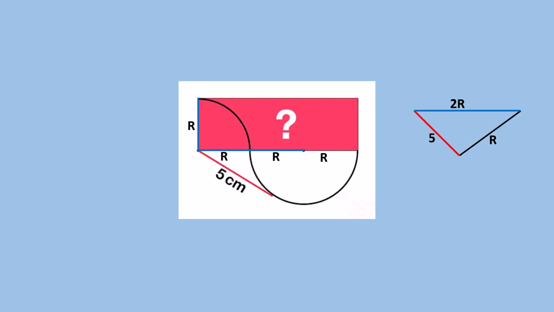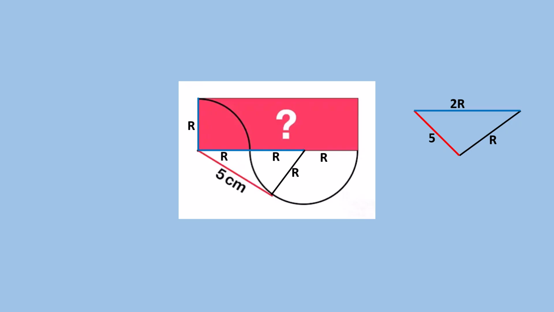Draw a line from the center of the semicircle perpendicular to the tangent. That is the point of contact of the tangent. So we draw a perpendicular from the center of the semicircle to the point where the straight line of 5 centimeter touches the semicircle. So what we get is a right angle triangle. Why a right angle triangle? Because the radius is always perpendicular to the tangent.